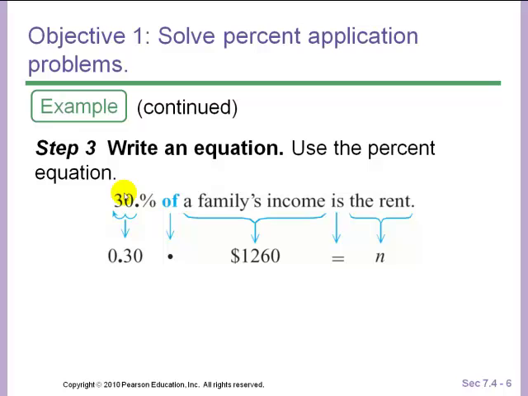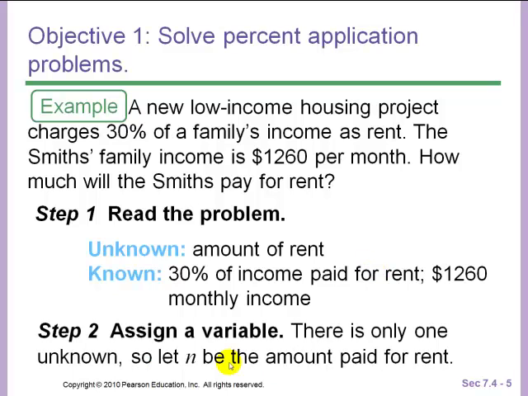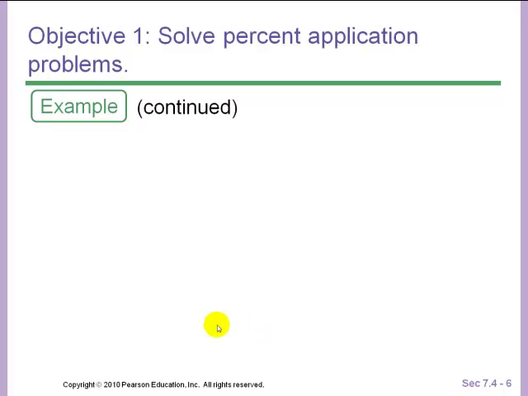This sentence is not required, but it can be very helpful in building your equation. You will need to show me what equation you're using, and you will need to tell me what your variable is and what it represents. In this case, n is the amount paid for rent. If you don't have this sentence, you will not get full credit.